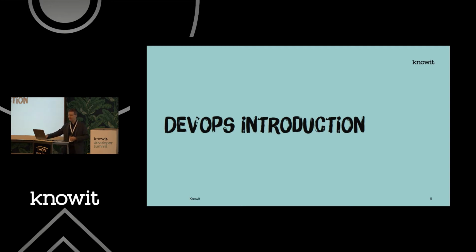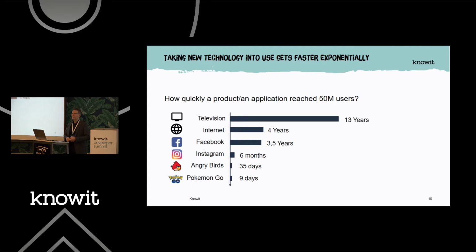Now the big question is, why is DevOps needed? It is of course a part of the IT world, and the IT world is so much faster all the time. The business is going so much faster than earlier. For example, the last example here, Pokemon Go, a software, reached its 50 million users in just 9 days. It's extremely fast expansion of business.